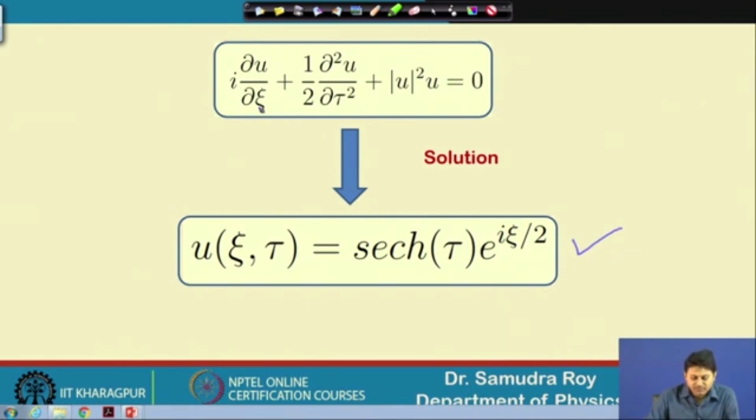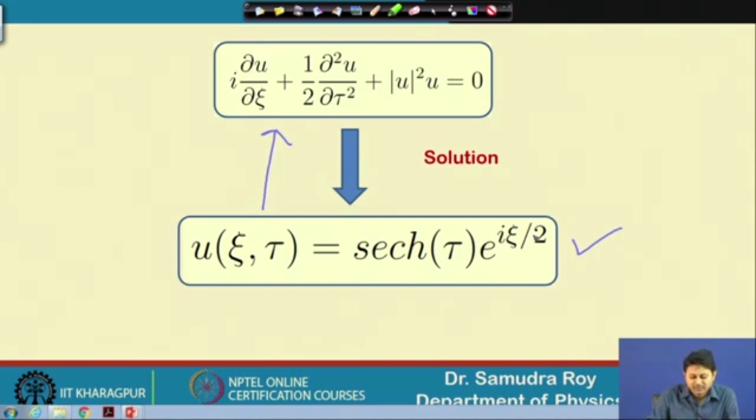How do we know that it will preserve its shape, and why is this a solution? We will do that by putting this u in this equation. I have the explicit form of u, I will put this here and check whether the left hand side and right hand side match. Here the right hand side is 0. So, if I put this solution here, I will find that the left hand side is 0, if this really is a solution.